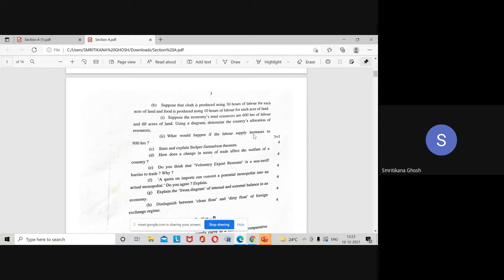A quota on imports can convert a potential monopolist into an actual monopolist. Do you agree? That means whether quota is encouraging the monopoly power in the market or not. What do you think?